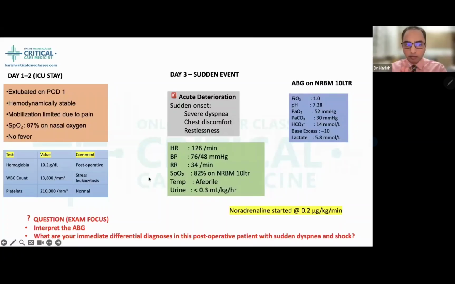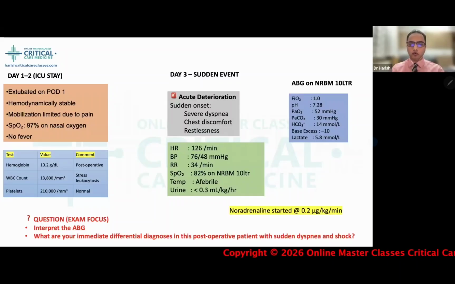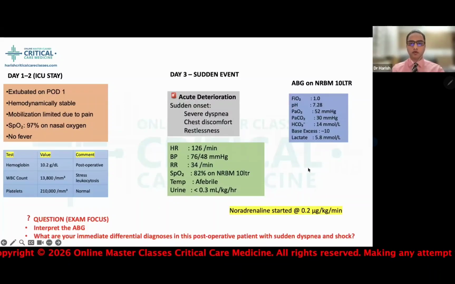Interpret this ABG. What are your immediate differential diagnoses in this post-operative patient with sudden dyspnea and shock? These kinds of cases are very common. In a high-end tertiary or quaternary care center, how are you going to deal with this kind of patient? The first question is to interpret this ABG; the examiner might be interested to know how you are going to interpret it.